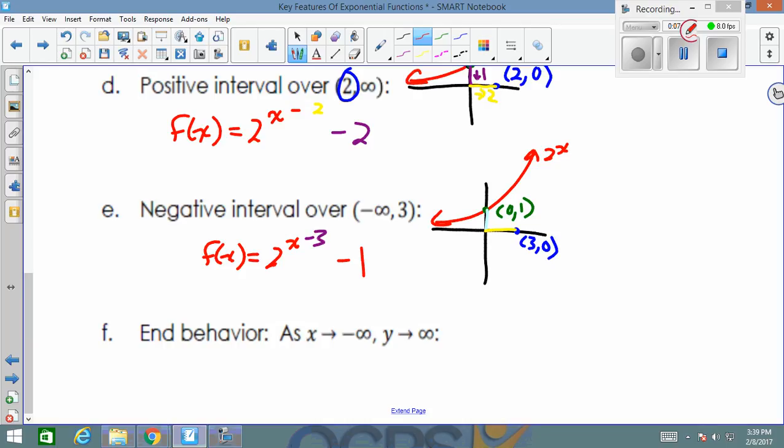As x approaches negative infinity, y approaches infinity. So x goes this way, y goes this way. That's a decreasing function. Follow your arrow. So anything with a fraction in there as a base will work.